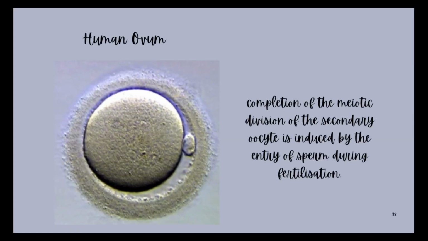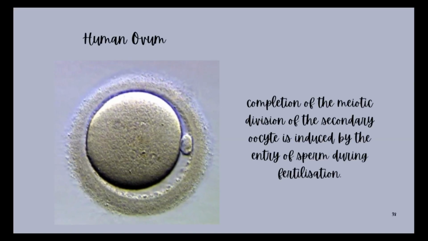We know that the human ovum has just completed the first meiotic division. The completion of the second meiotic division happens only when the sperm enters inside the ovum. So the entry of the sperm induces the second meiotic division of the secondary oocyte, which again divides into the ovum and the polar body. And the pronucleus of the sperm fuses with the pronucleus of the ovum, resulting in the formation of diploid zygote. That ends up the process of fertilization.